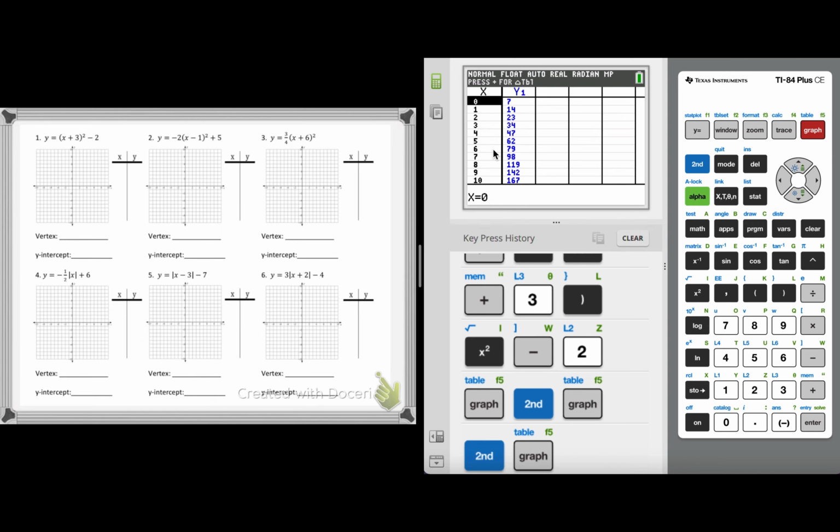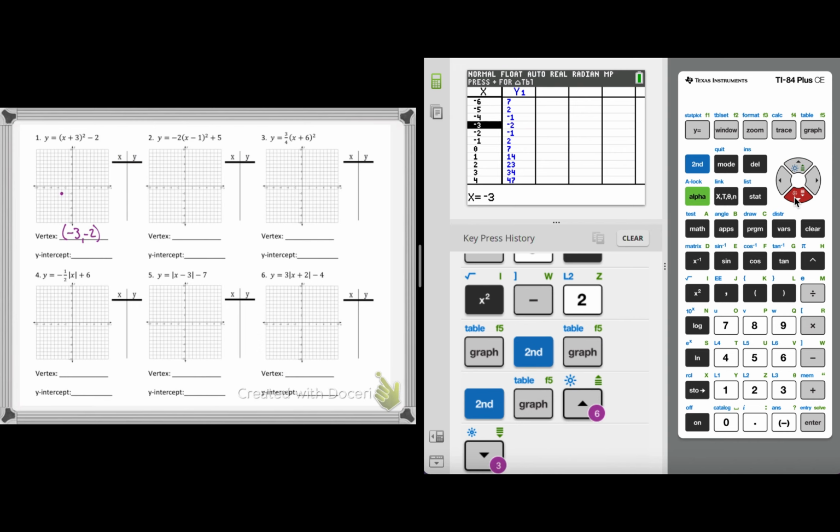Where I'm going to start is with the vertex before anything else, because the vertex we can identify without having to go through a crazy amount of math, and that'll also help us figure out where to zoom in on our table. So if I look at the equation, based on what we talked about the last few days, the vertex is at -3, -2. So I can go ahead and plot that, and in my table, I can use the cursors to scroll up a little bit and find -3, -2, as you can see that I have highlighted.